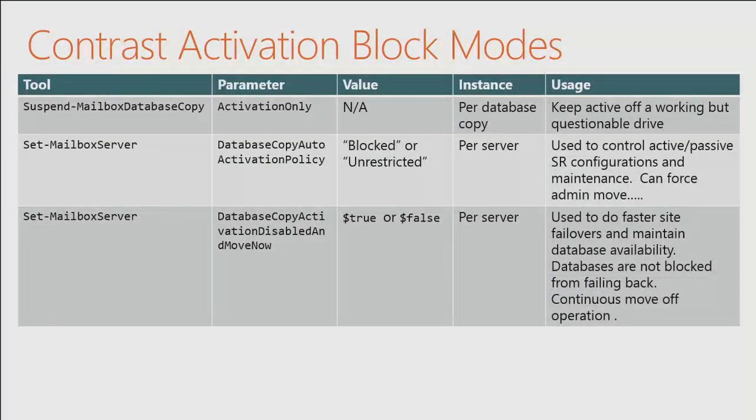So I've talked about a couple of different modes of activation management. I wanted to put a table up for the last two cases and just walk you through the differences because it's not all obvious to you. The first one is suspend mailbox database copy. This is really about handling the somewhat sick disk. It's a primary scenario there. Set mailbox server, database copy auto activation policy blocked. That's been there for a while, I think since 2010.